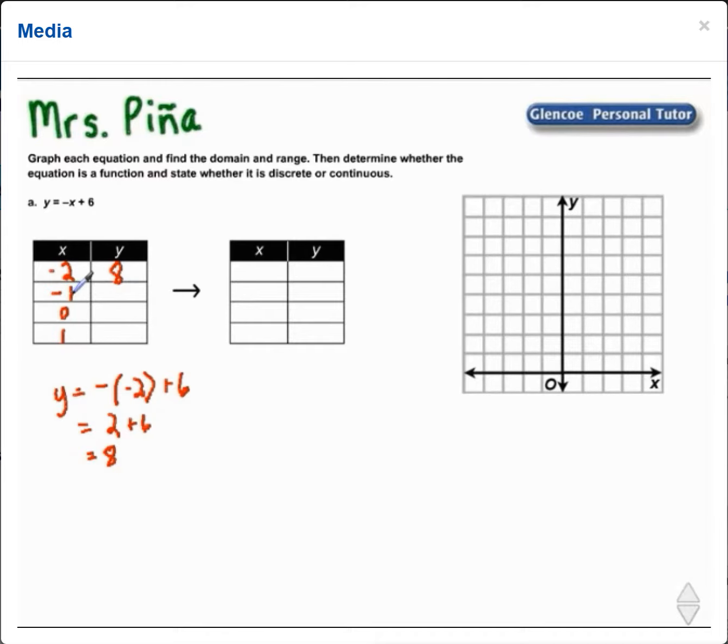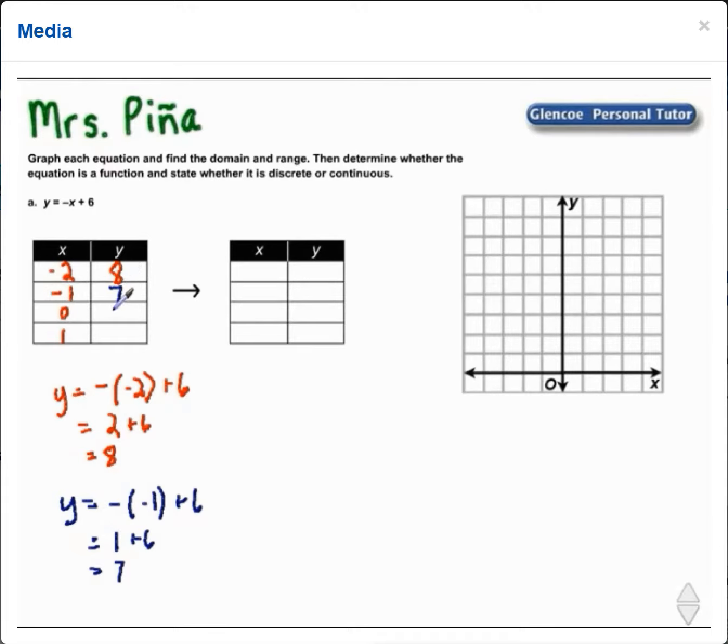Now I need to do the same thing for -1. So I'm going to put in -1, y equals the negative sign in front of the x gets recopied. In for x, I put (-1), and again I will put that in parentheses so I don't lose the negative signs, plus 6, which simply again gets recopied from the equation. The opposite of -1 is 1, plus 6 is 7. So when x is -1, y is 7.